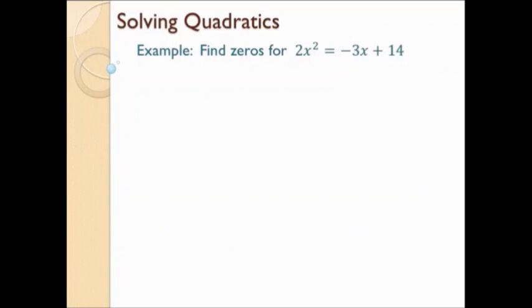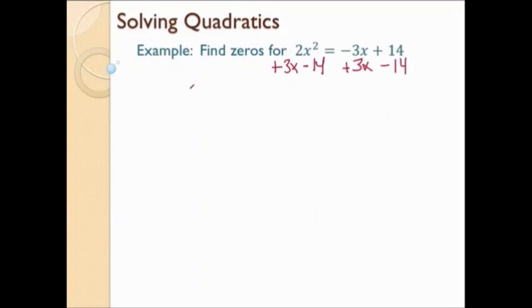All right, let's find zeros for 2x squared equals negative 3x plus 14. I want to write it in standard form first. So I have a positive x squared on the left-hand side. Even though I have two terms on the right-hand side, it's actually better to keep the x squared positive. So I'm going to move the negative 3x and the 14 over to the other side of the equation. So I want to add 3x and subtract 14.